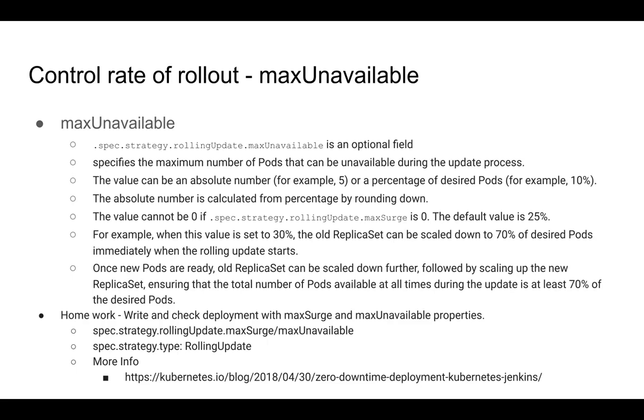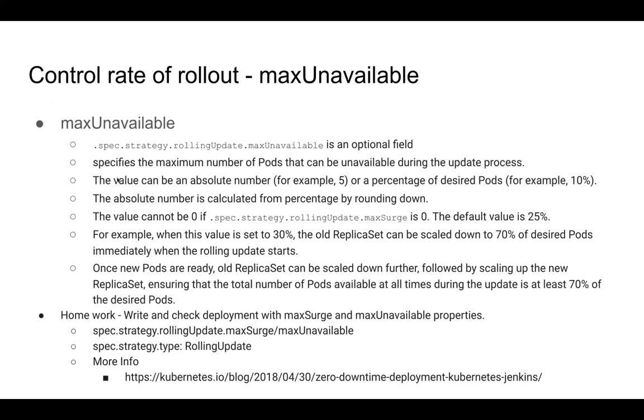But there is another setting called max unavailable. If during the upgrade, Kubernetes decides based upon your settings that instead of 3, it can be 2 or it can be 1, you can decide that. So how do you decide that? You decide that based on this max unavailable setting.